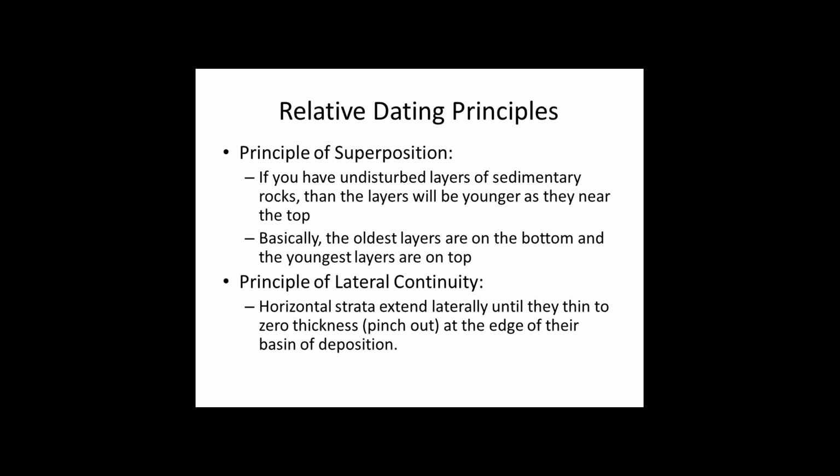So basically it's saying that the outer edges are going to be thinner than the inner layer because of how the horizontal strata extends laterally, and then it thins out to zero thickness. Hopefully that was kind of clear. I don't know if I explained it super well, but if you have any questions, just type them in and I'll address them.